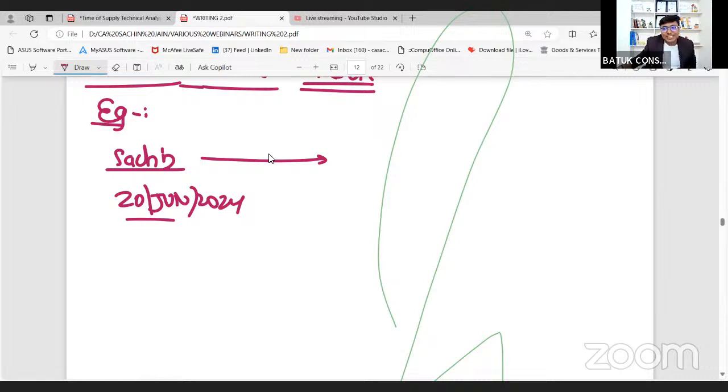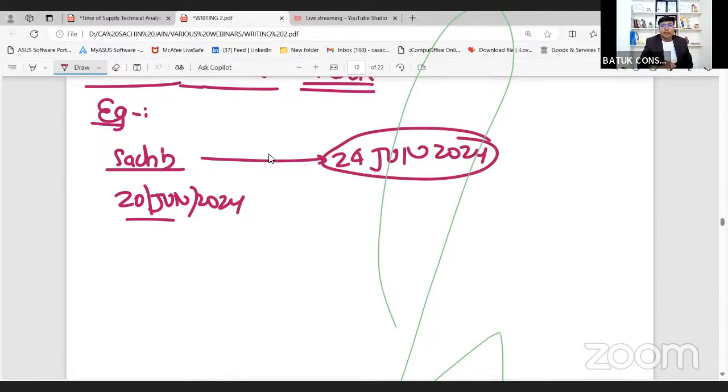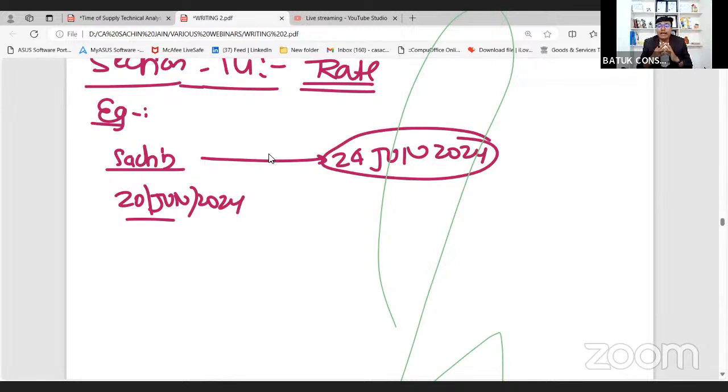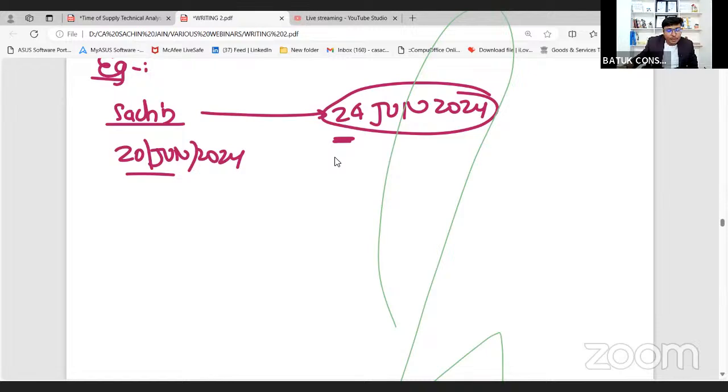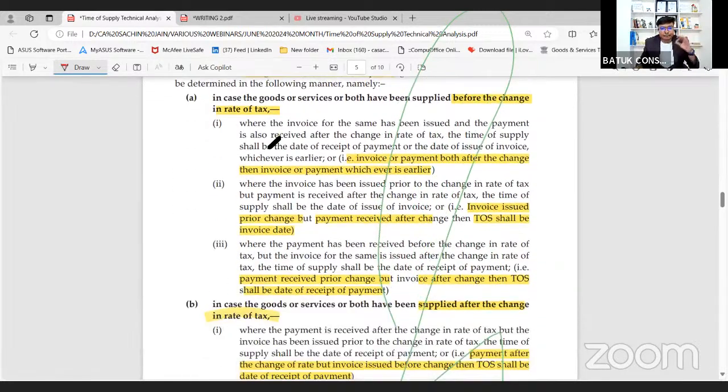And there is a change in rate as on 24th of June. यहां पर जीएसटी की रेट में चेंज हो गया. In that case, what will be the rate of GST applicable? Okay. अब देखना, टाइम ऑफ सप्लाई की इंपॉर्टेंस को समझने की कोशिश करना. Now suppose, हम लोग यहीं से ही समझ लेते हैं.